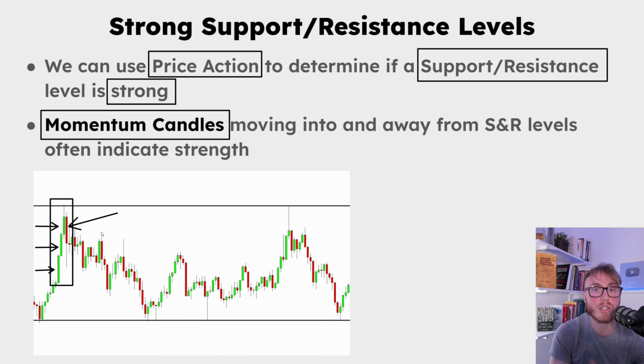So when we see a sharp move up to resistance and a sharp move away, this makes the resistance level more likely to be strong, or in other words, it's more likely that this level will act as resistance once again in the future. And if you take a look at this example, you can see that the price right here came up to the resistance once again.